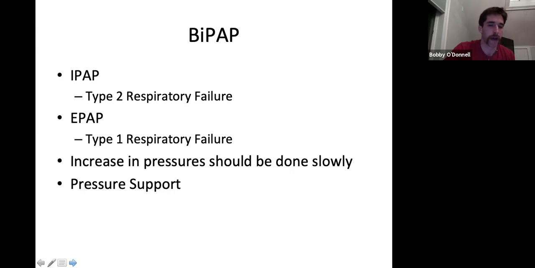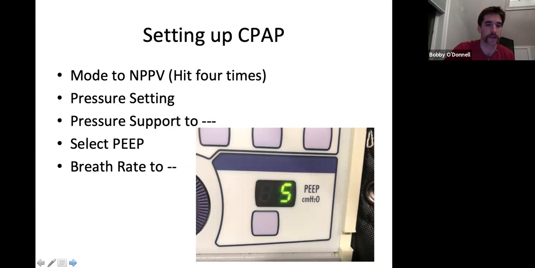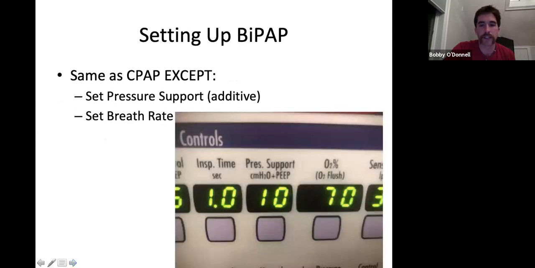The trick to BiPAP is the pressure support. So I'm actually just going to skip ahead here. So you see this button, pressure support. That's because there's no IPAP button. So the IPAP is whatever number is in your pressure support plus your PEEP. So if your PEEP right now was set at 5, your IPAP would be 15, because we have a 10 in here and we see centimeters of water plus PEEP. So 10 plus 5 is 15. That's what it means by an additive ventilator, because that's how we get our IPAP.